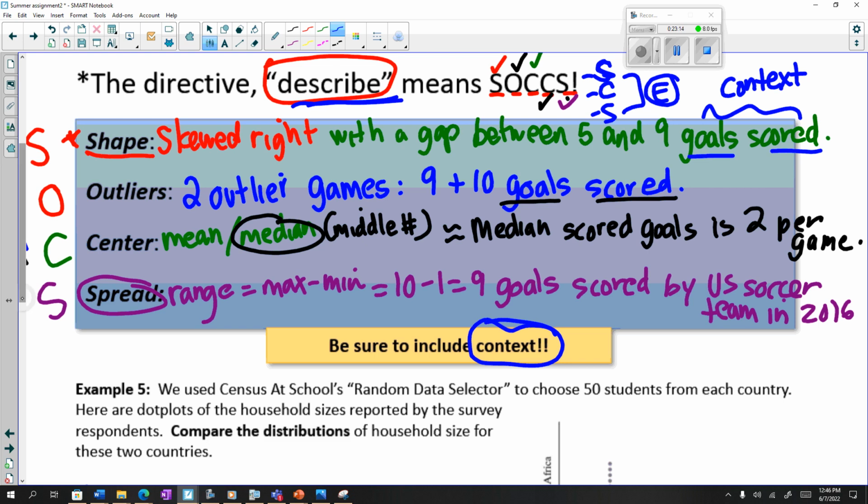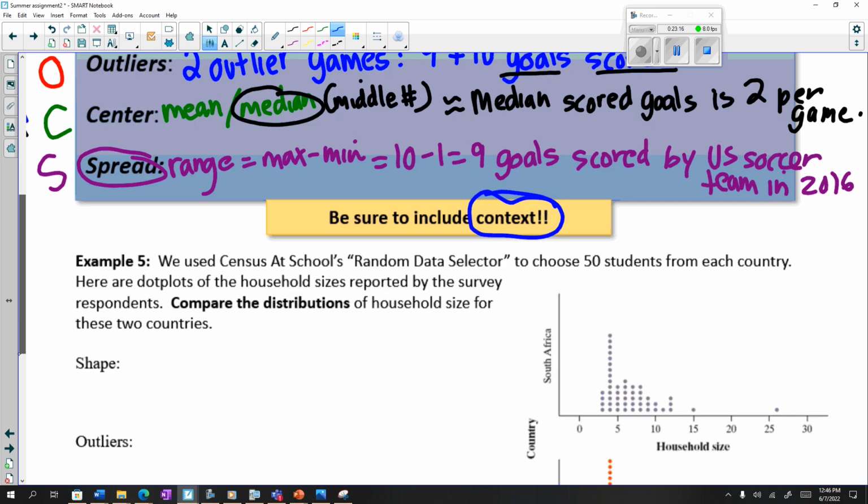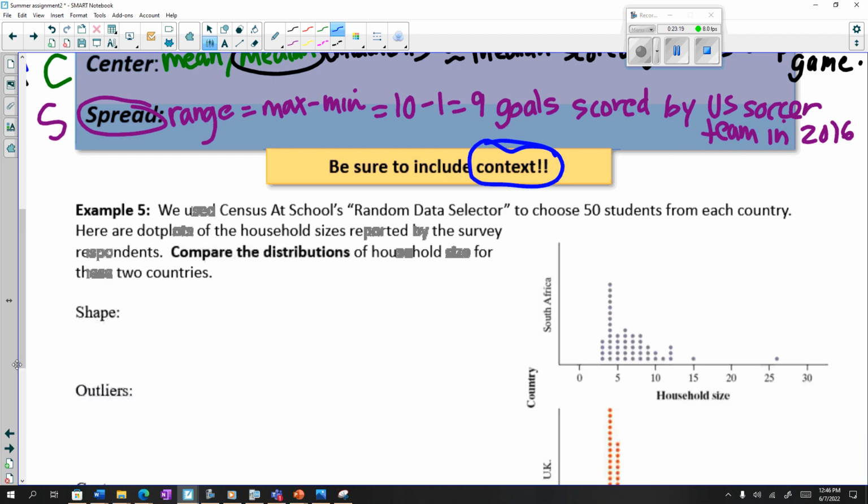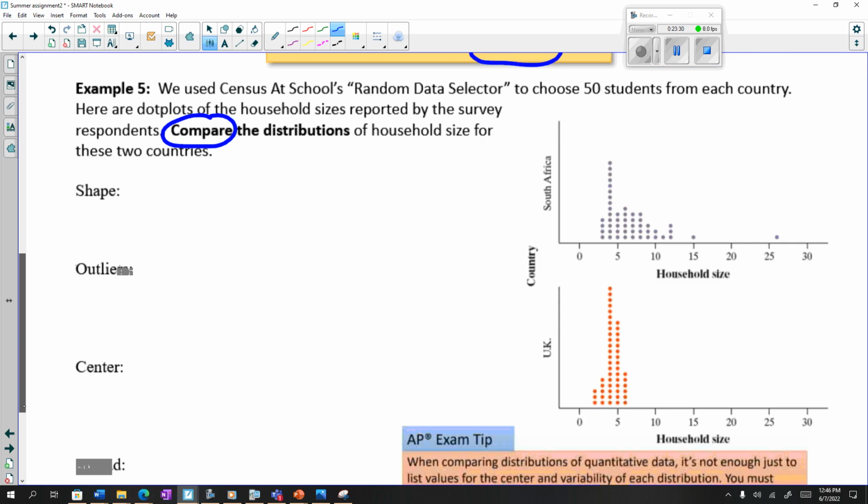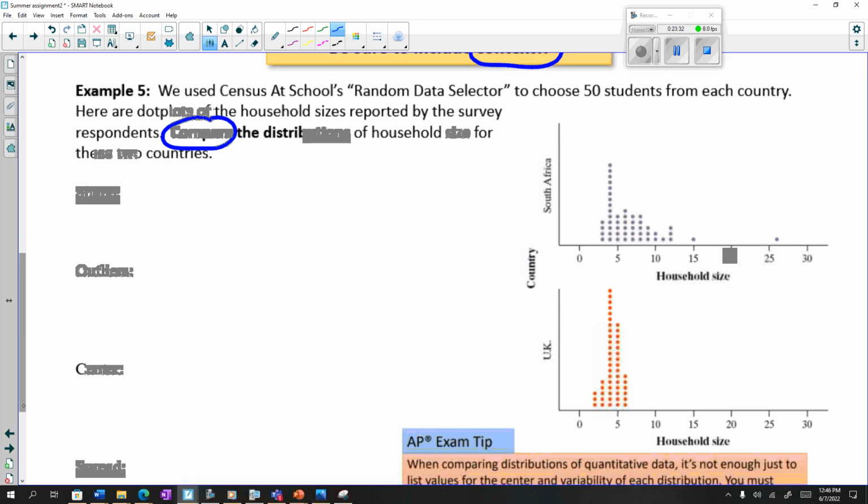So now I want you to look at example 5, please, which is on the bottom of the page. And I want you to do this one, except this one has a different verb. Instead of saying describe, this one says compare. So not only are we going to hit SOCS, which is shape, outlier, center, spread, but we're going to use comparative language in order to do that. So this is also a typical question on the AP. It would be like question number 1.